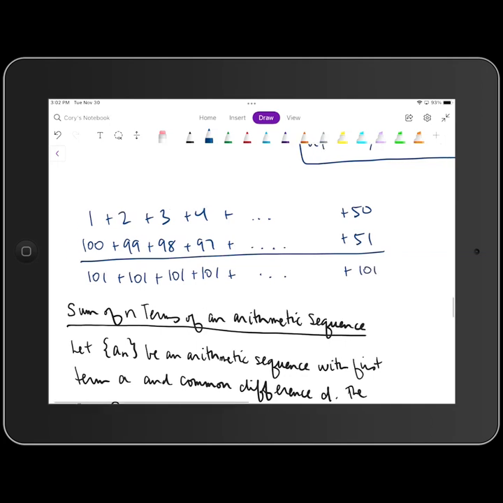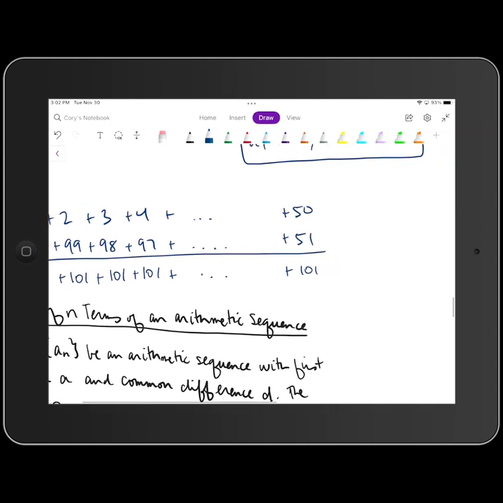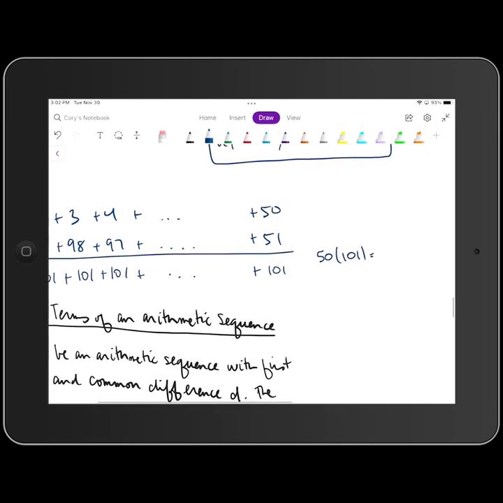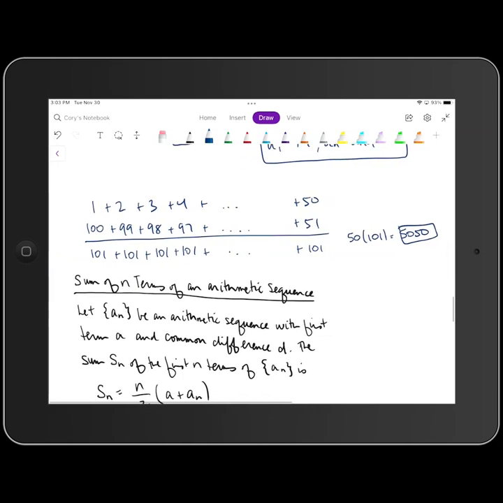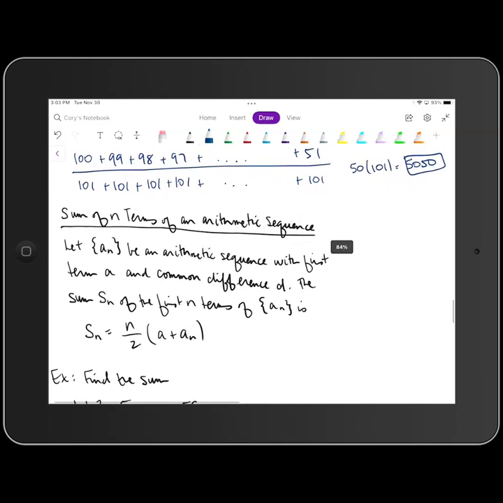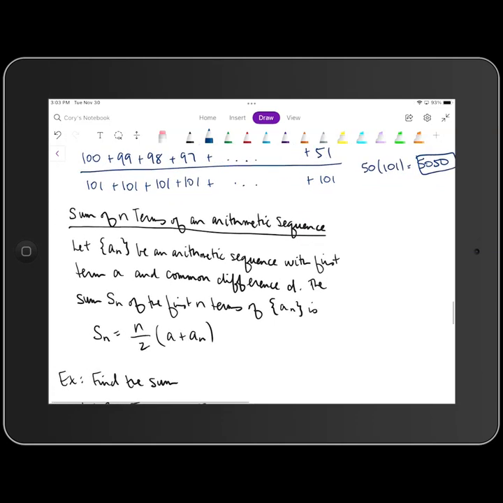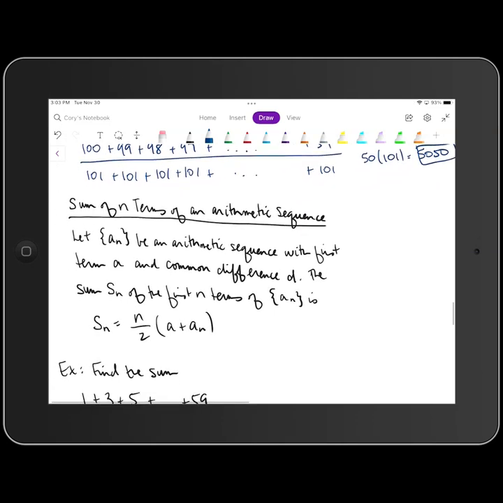So how many terms of 101 do we have? We have 50 terms of 101. So we took 50, multiplied it by 101, and got 5,050 for that sum. Okay, really creative, really interesting approach. That student wound up being a really famous mathematician, Gauss, and leads us into what we're going to talk about next, which deals with finding the sum of n terms of an arithmetic sequence.